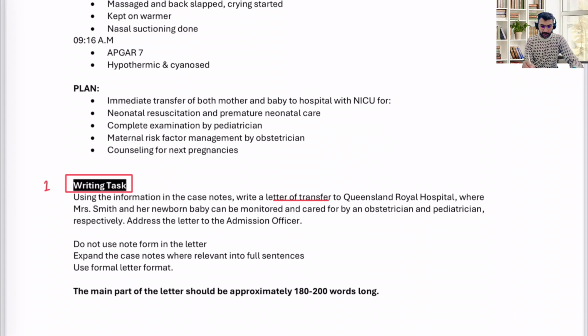So we know that we should write a transfer letter to Queensland Royal Hospital for monitoring and care of Mrs. Smith and her newborn baby. This is our purpose: monitoring and care of the newborn baby and Mrs. Smith by a pediatrician and obstetrician respectively. We will write this letter to the admission officer.